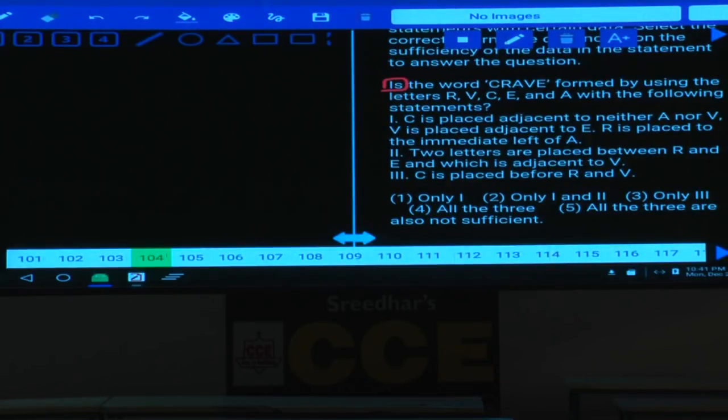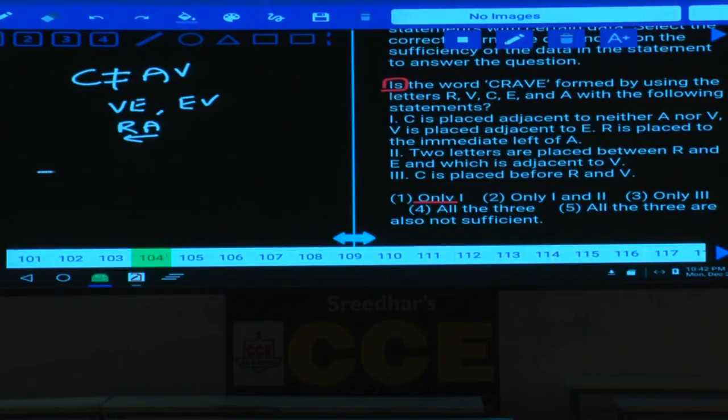Isn't it? Now condition number 1. C is placed adjacent to neither A nor V. C is not adjacent to A or V. Now I am taking only condition number 1 alone, because there is a choice like only 1. And next one, V is placed adjacent to E. V is placed adjacent to E means either V E or E V, because left hand side and right hand side is not given. R is placed to the immediate left of A. R is to the immediate left of A. These two must be together. And this is the information we have with the help of condition number 1.